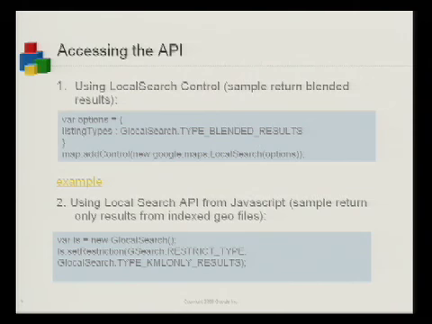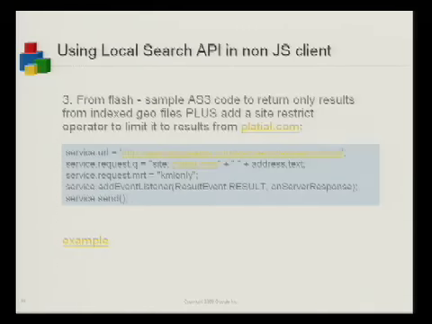There's also the local search API within our JavaScript API. It's just really simple. It's a few lines of code to add anything in that you want to do, and then using it from a non-JavaScript client. Here's an example of using it from Flash. So you basically just give it a URL. This gives you a site restrict on it. If you want, you can request only a particular file type. So in this case, KML only.